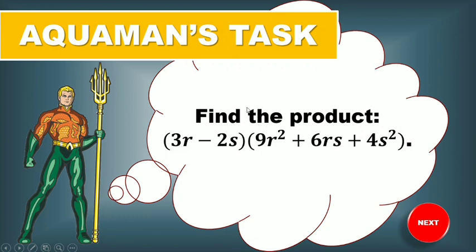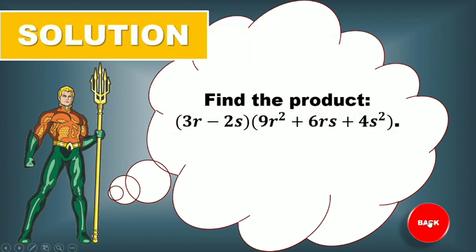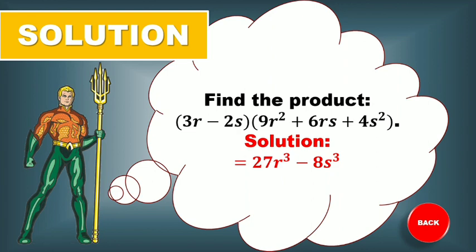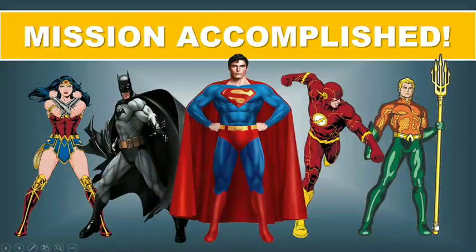Aquaman's task is to find the product of this polynomial: the quantity 3r minus 2s times 9r squared plus 6rs plus 4s squared. There is a pattern, a special product about this polynomial. All I need to do is cube the first term. So the quantity 3r cubed is 27r cubed. And then minus, since this operation is minus, the cube of the second term. The cube of 2s is 8s cubed. So this is now our answer for this particular task. That's basically it. We have now accomplished the tasks of the 5 Justice League superheroes.